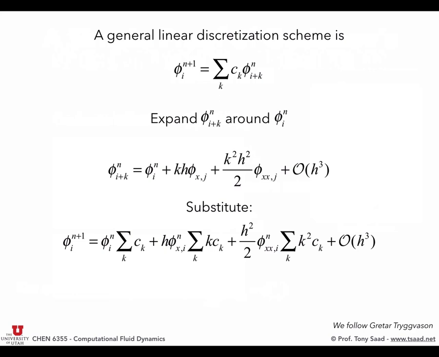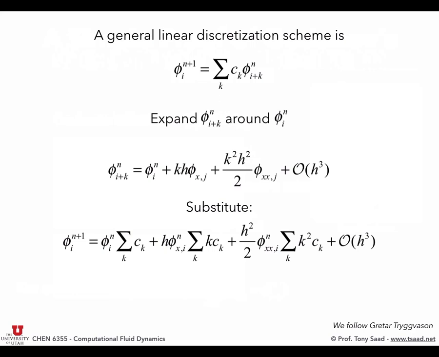So if you substitute this into that guy, you get phi_i^n times sum c_k, and then h times sum c_k times k times phi_x, plus you take this term and substitute it, and you get the k squared c_k, right? And the h's and the derivatives come out. And so that gives us the right-hand side, an expansion for the right-hand side in space.